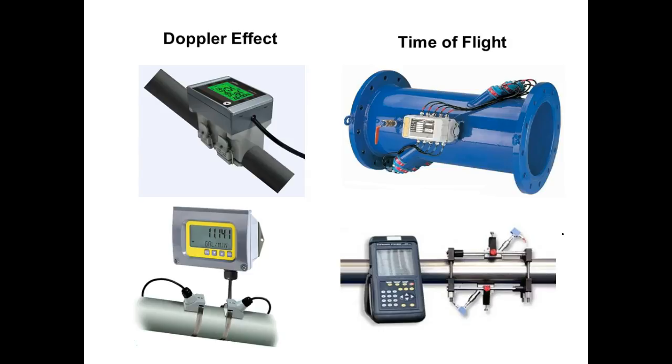Quick question: the one in the upper left-hand corner is what? This has to be a Doppler because there's no sensors on the bottom. So you can tell the difference right off the bat. If you've got sensing elements on both sides like this at an angle, then it's got to be what? Time of flight. If you've got it on two sides, are we okay? Time of flight. Yeah.